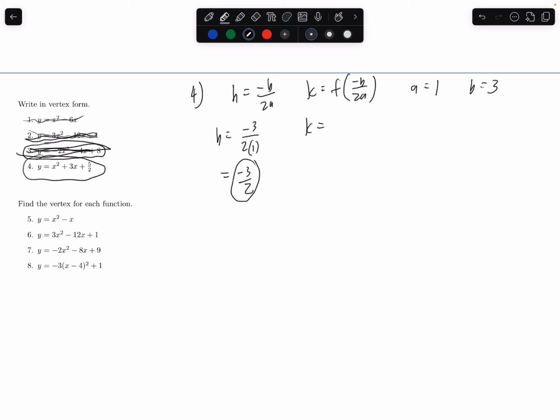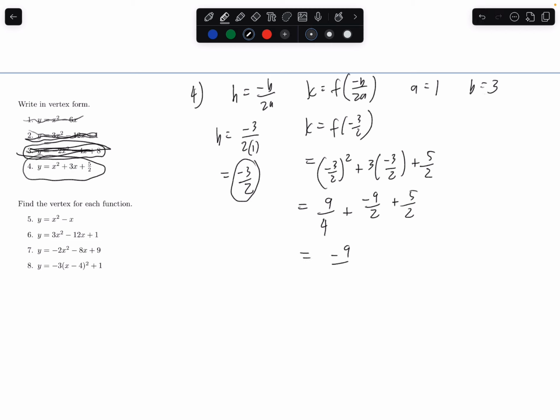All right. K is f of negative 3 halves, which is just plug in that negative 3 halves. And you know, for this one, if you don't want to bother working with the fractions, you can just plug it into your calculator. Halves are not so bad though. I don't have my calculator handy, so I'm just gonna do it out. Negative 3 over 2 squared, that's gonna be 9/4. 3 times negative 3 over 2 is gonna be negative 9 halves. And 5 halves. These guys combine together to give you negative 9/4.